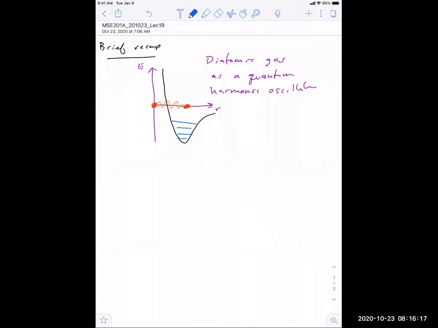And we know that the energy levels for the system are discrete or quantized. So the energy of some vibrational energy level n is equal to n plus 1/2 times h times the vibrational frequency. And then that vibrational frequency depends on the nature of the system by this relation.